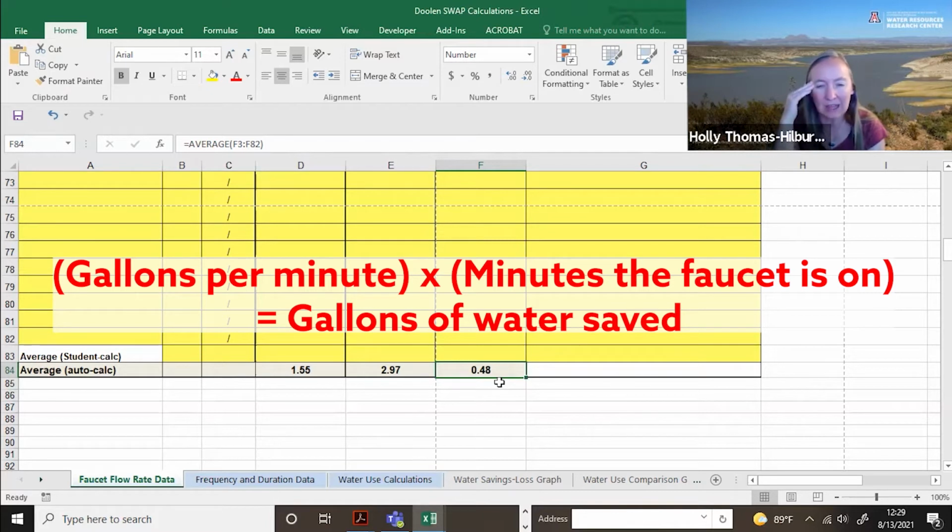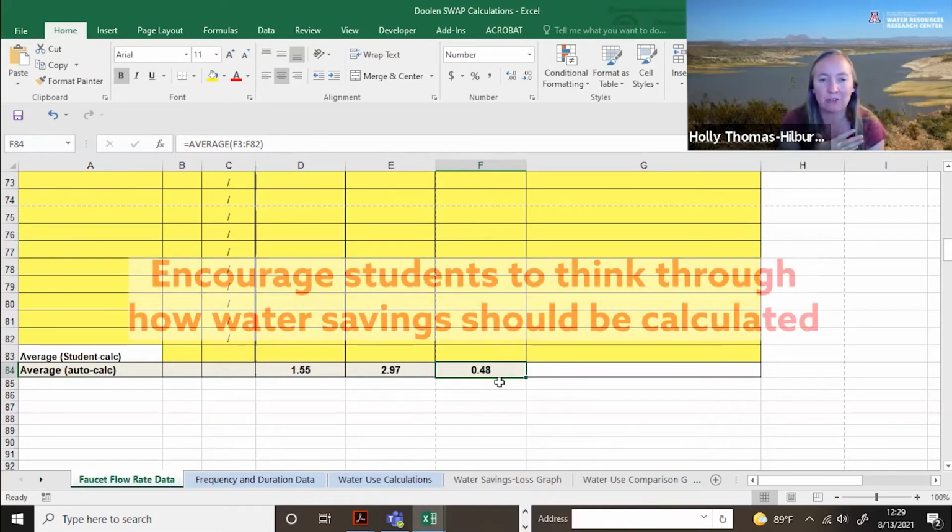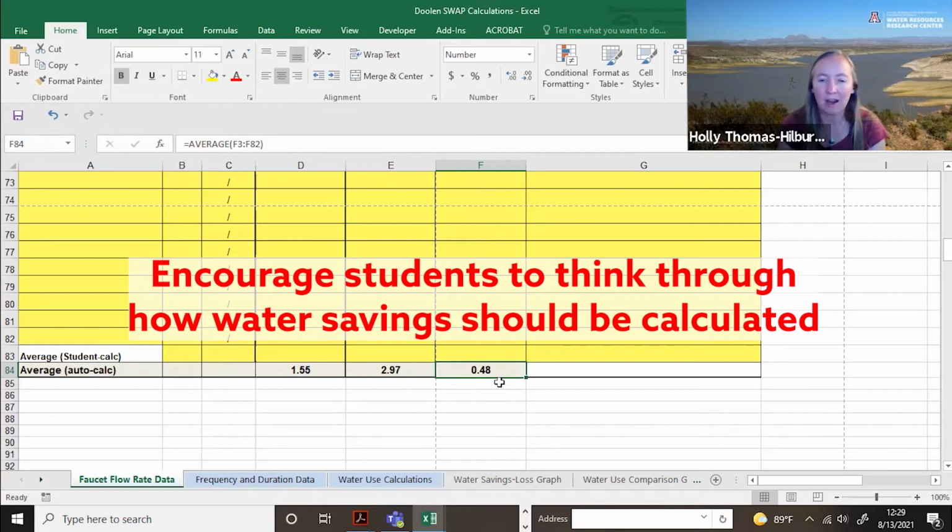Hopefully students can think that through themselves. And so I would really invite you to have them pair share and think and really wrestle with this problem, because they can come up with it. It's just going to take some thinking, right?